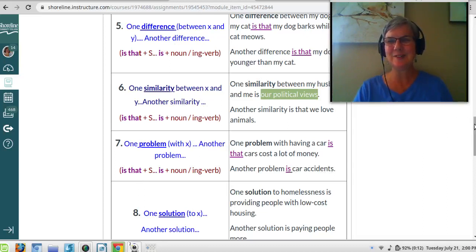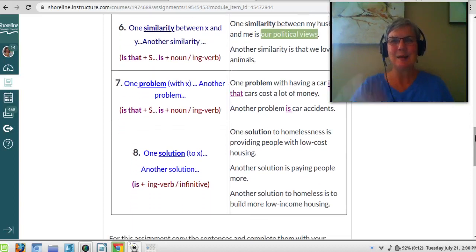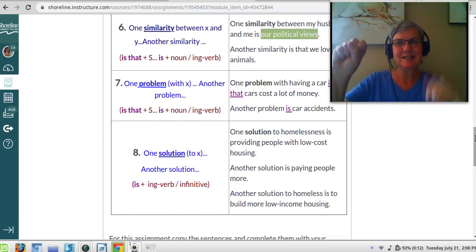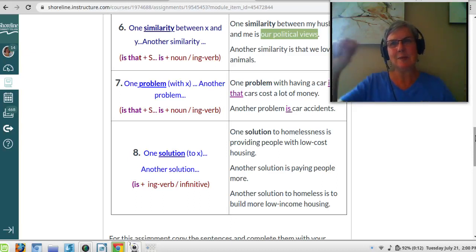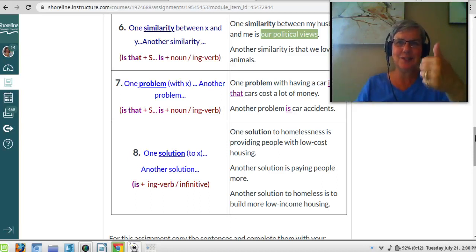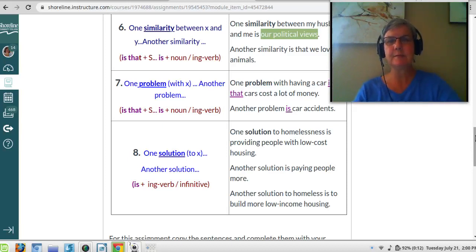And our final word is solution. Problem, I'm hungry. Solution, I eat. Problem, I'm tired. Solution, I take a nap. One solution to, we have to say to, one solution to homelessness is providing people with low-cost housing. Another solution is paying people more. Another solution to homelessness is to build more low-income housing.